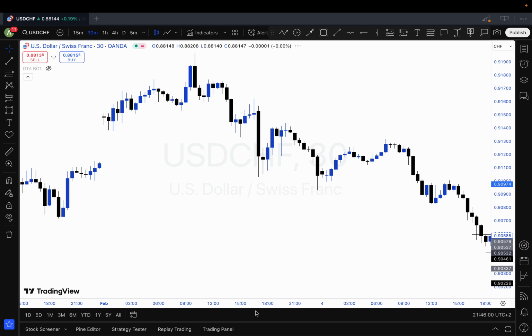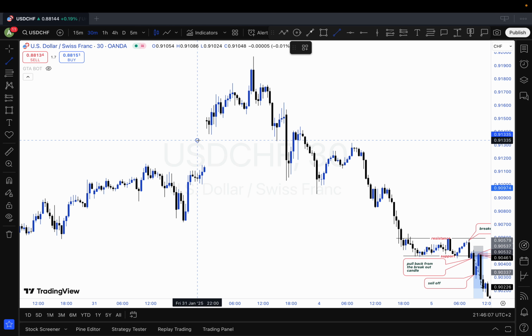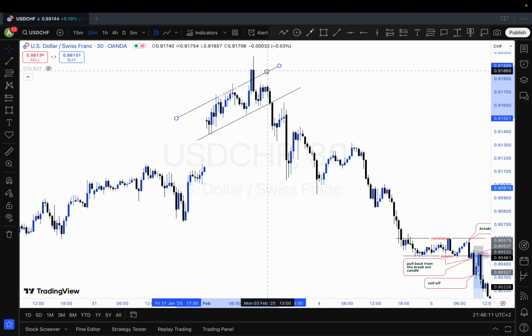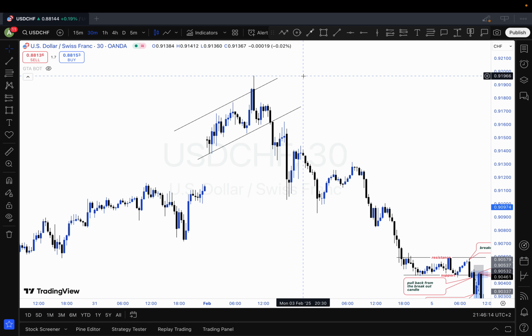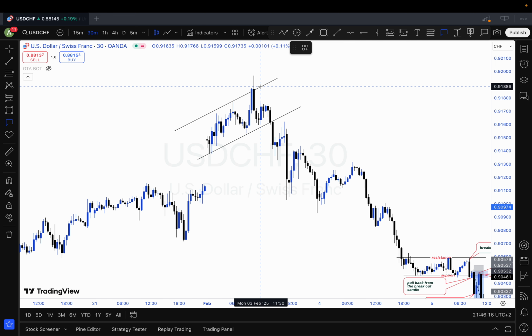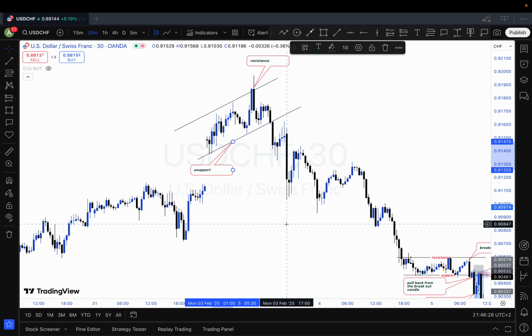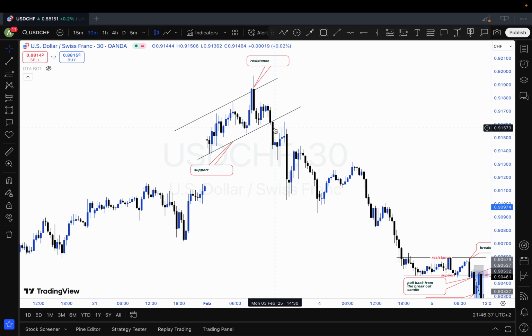Okay, this is one here, very nice and neat. This is even a support and resistance on a higher time frame, on an uptrend. So I'm just going to tag this as a resistance, okay, and I'm going to tag this as a support. Okay, and then we have the breaker candle.